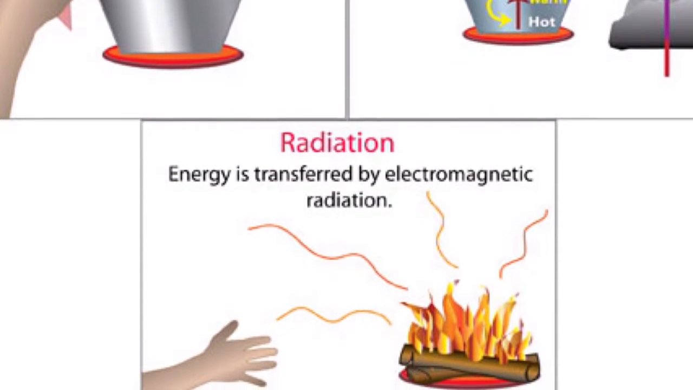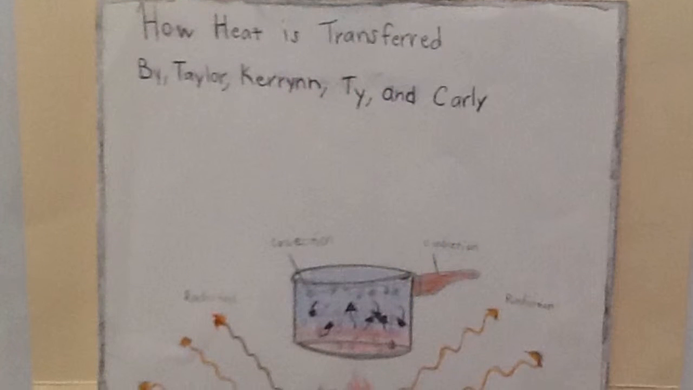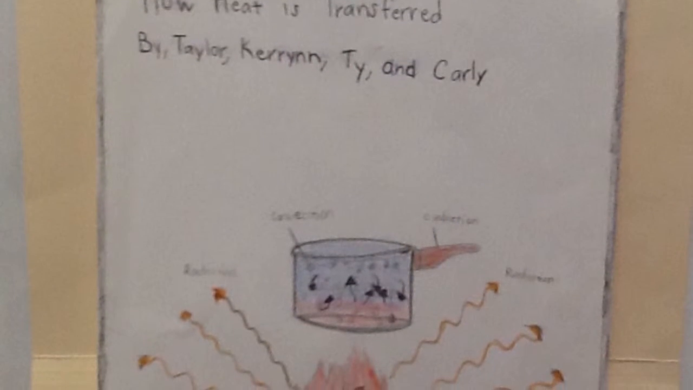In summary, the three types of heat transfer are radiation, conduction, and convection. Heat is always attracted to cooler objects.